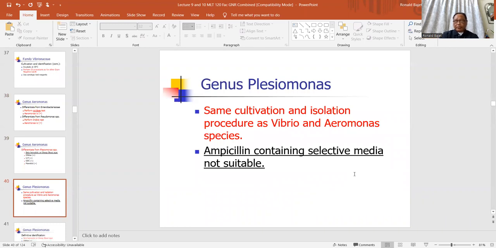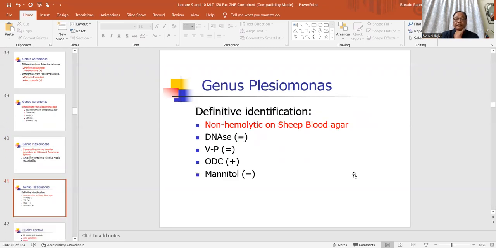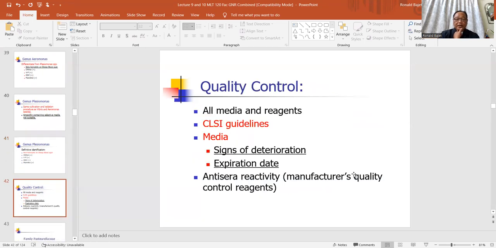For Plesiomonas, remember, Plesiomonas, the reptiles, same culture and isolation techniques as Vibrio and Aeromonas. Ampicillin-containing selective media is not suitable. You don't want to use a blood agar plate supplemented with ampicillin for Plesiomonas. Like I said, you could possibly kill it. Plesiomonas is non-hemolytic on sheep blood, like it is for Vibrio. And those are the miscellaneous biochemicals.